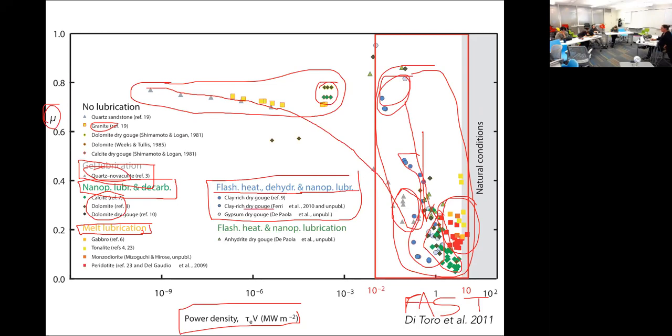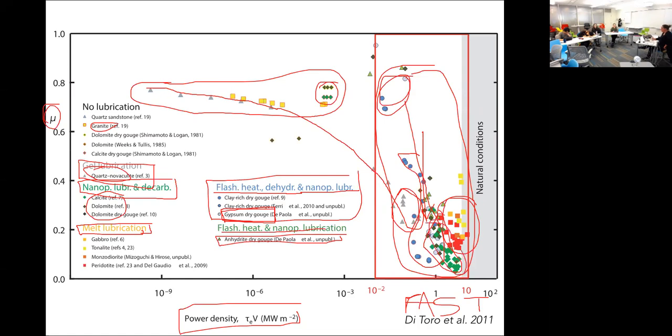In this case, gypsum is not a sheet silicate, so it doesn't have any of the properties of sheet silicates, but what it does have is volatiles, sulfates. So if you heat it up, you can drive off a gas. And that's the same as the clays, they contain hydroxyl groups. So if you heat it up, you can drive off the water. And then the same thing with anhydrite, flash heating and nanoparticle lubrication down here.